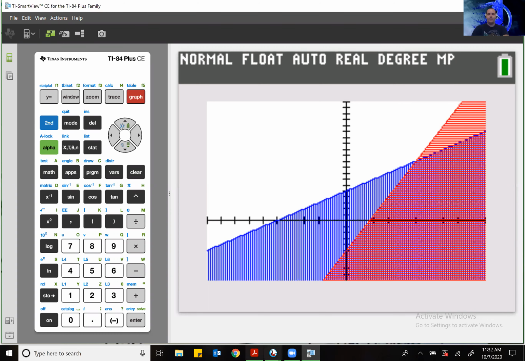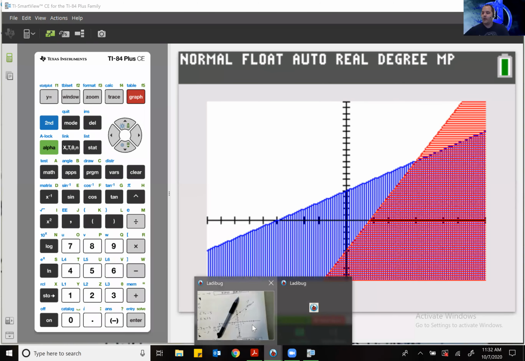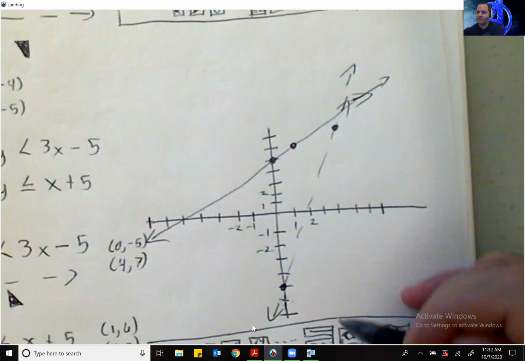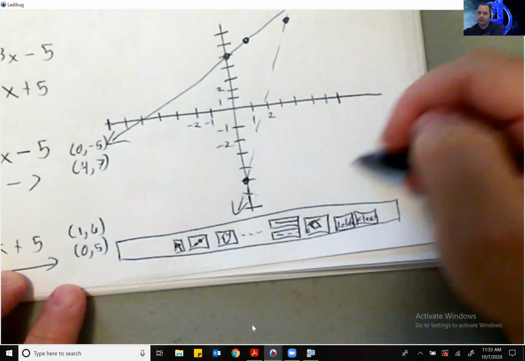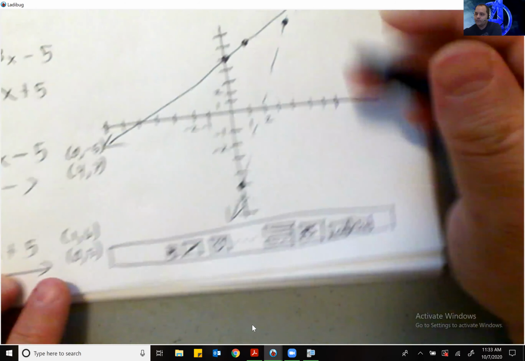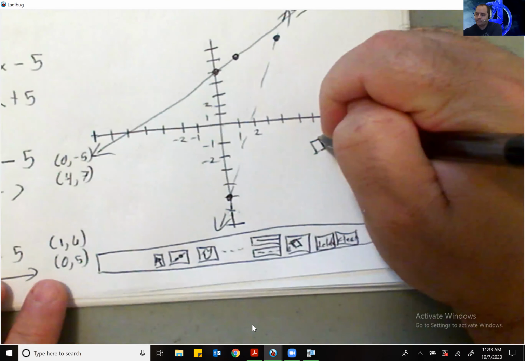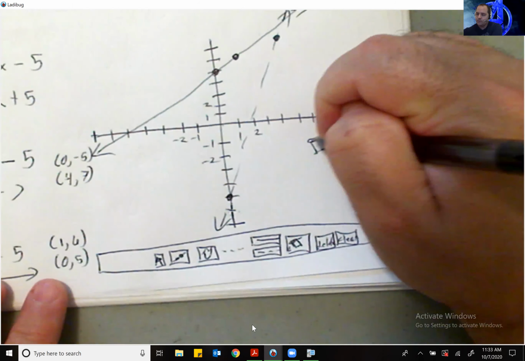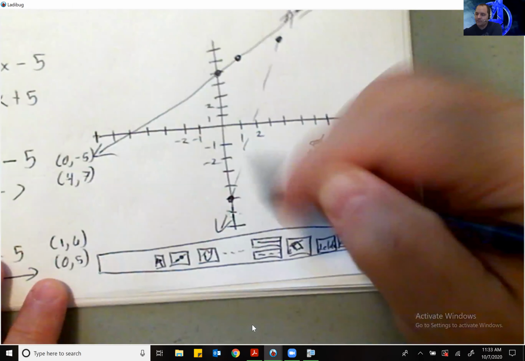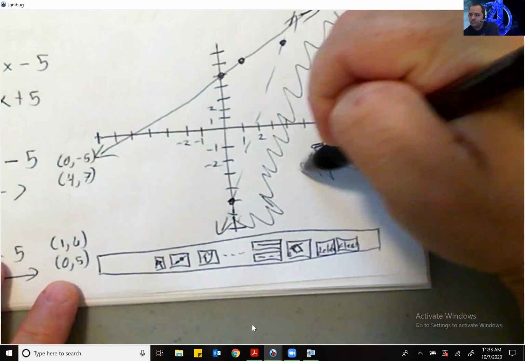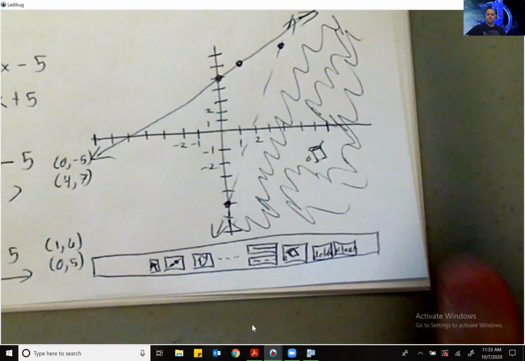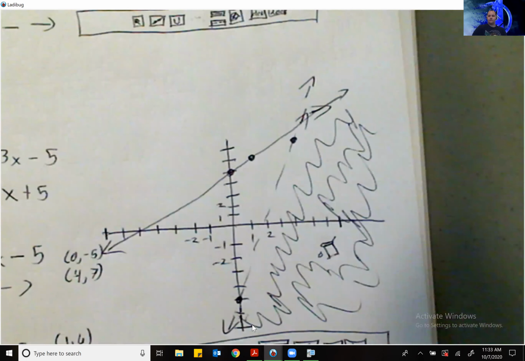So when I go into my math lab, I grab my paint bucket and I select anywhere in here. So I hit my paint bucket and this is where it shades. Nowhere else. Cool beans? Okay.